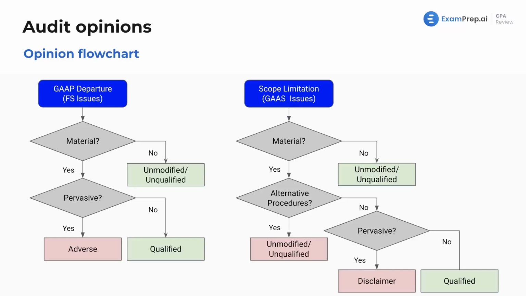We're moving back a little bit to our opinions as we get to our last couple slides here in our lesson. We want to make sure we understand how we're going to select the correct opinion for each audit, each engagement here. Now, as we saw before, we have financial statement issues and we have GAS issues. These are issues with the actual financial statements. These are issues that happen with the audit. Again, this is something we saw before.